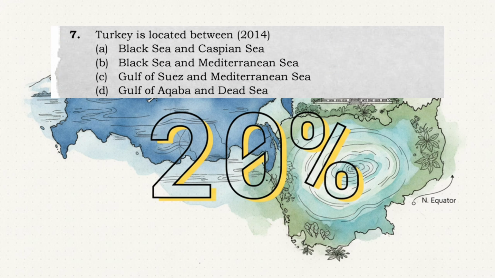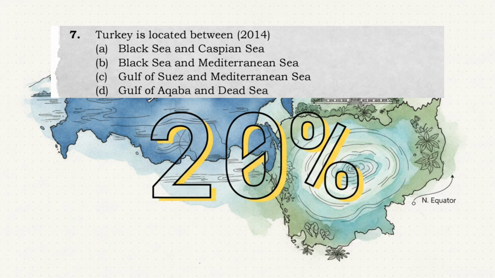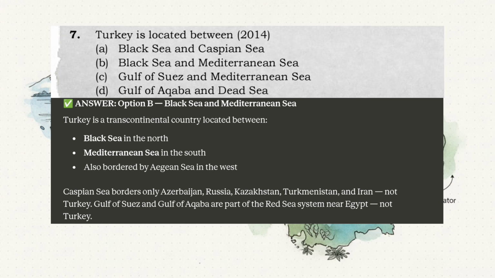Question 7, UPSC Prelims 2014. Turkey is located between: Option A, Black Sea and Caspian Sea. Option B, Black Sea and Mediterranean Sea. Option C, Gulf of Suez and Mediterranean Sea. Option D, Gulf of Aqaba and Dead Sea. Pause 5 seconds. Answer: Option B, Black Sea and Mediterranean Sea.